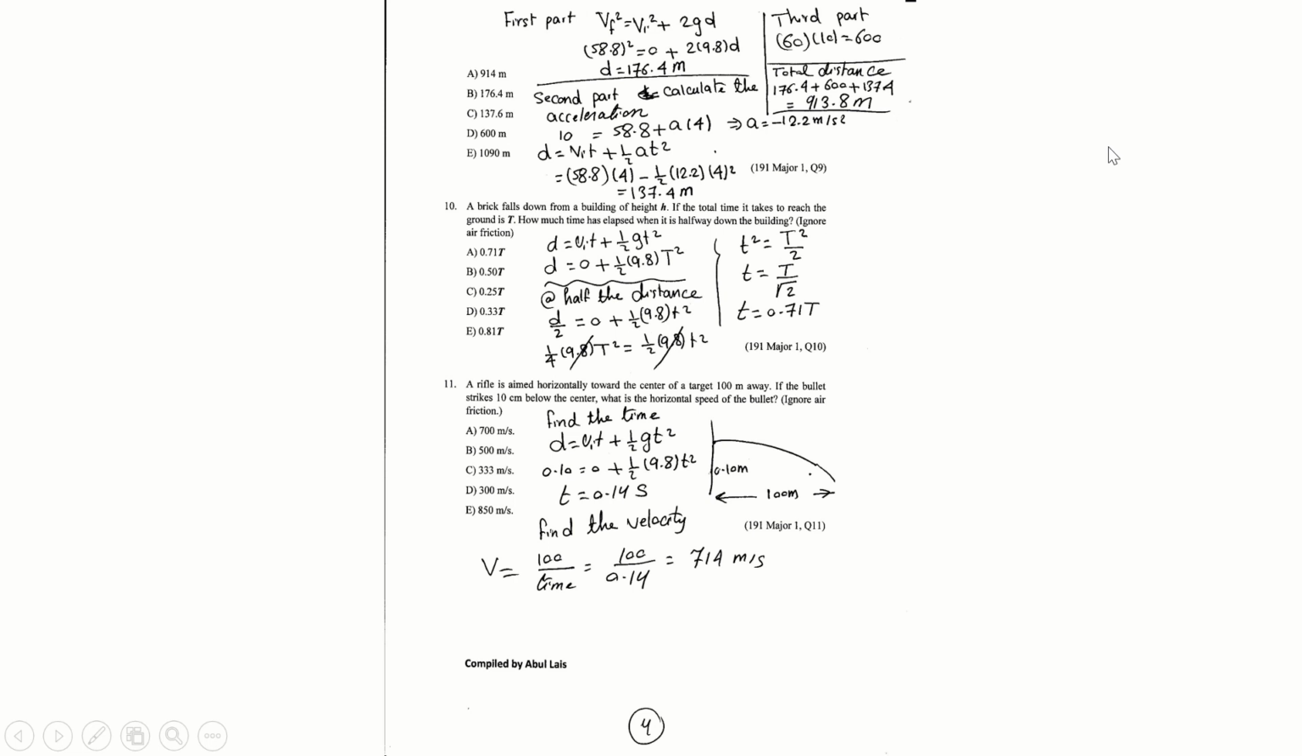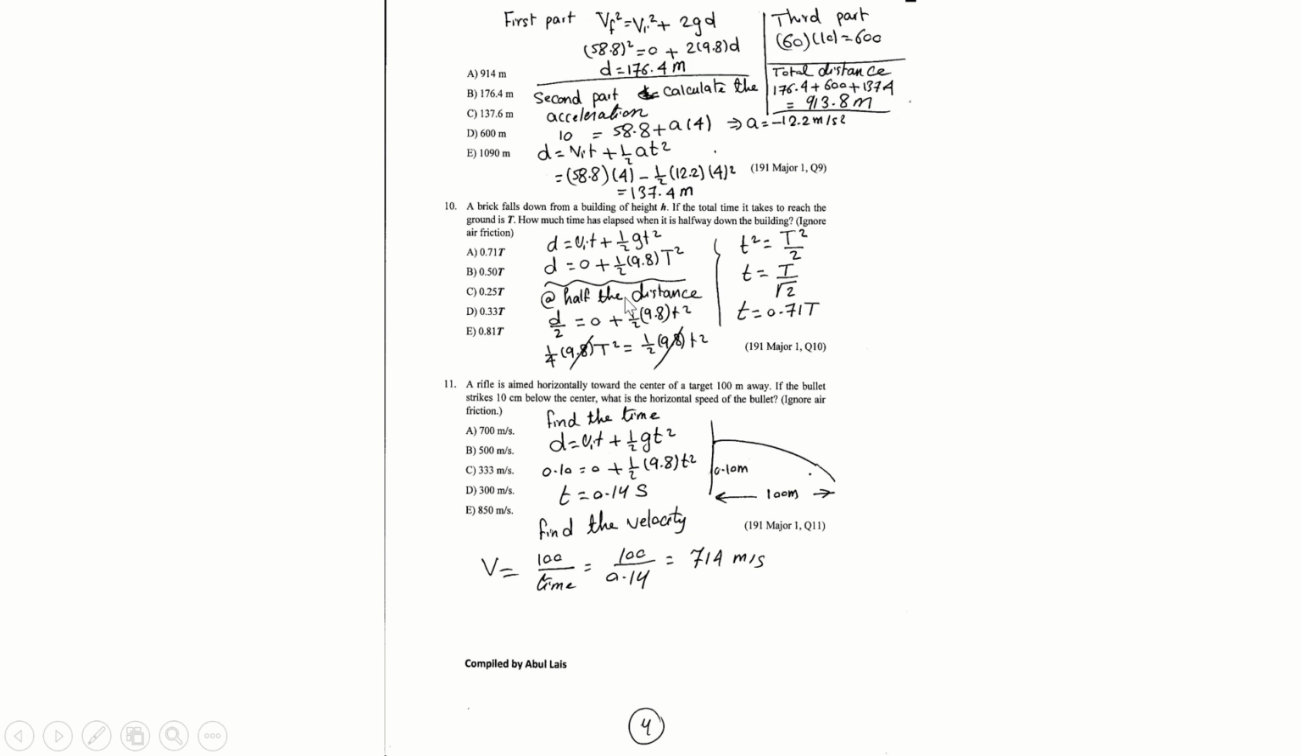Okay, we'll come back to my scratch and I'm doing more problems here. And we are still working on the acceleration. Problem number 10 says a brick falls down from a building of height h. If the total time it takes to reach the ground is capital T, how much time has elapsed when it is halfway down the building? Ignore air friction.